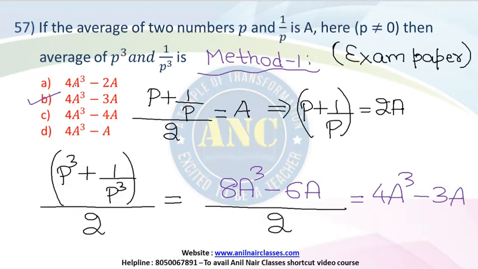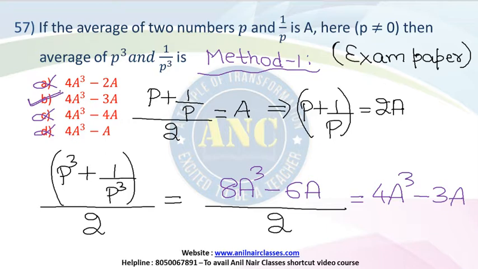Check out from the answer options. Now we know that a value is 1. 4 minus 2 is 2, it is not equal to 1. 4 minus 4 is 0, not equal to 1. 4 minus 1 is 3, not equal to 1. 4 minus 3 is 1. This should be the correct answer.